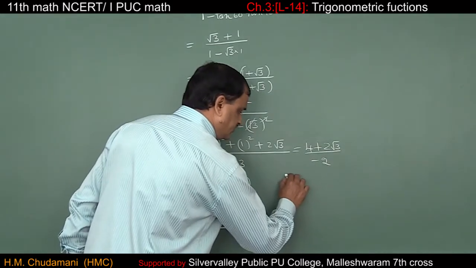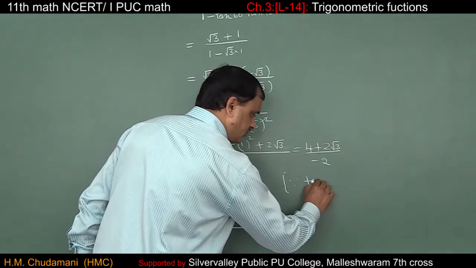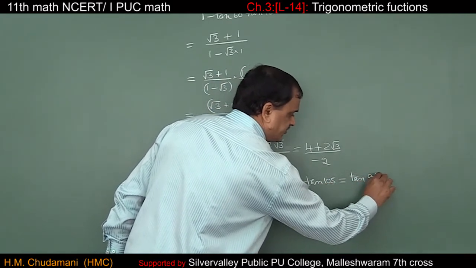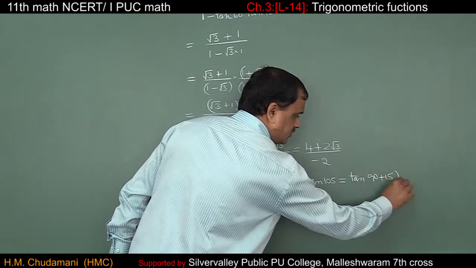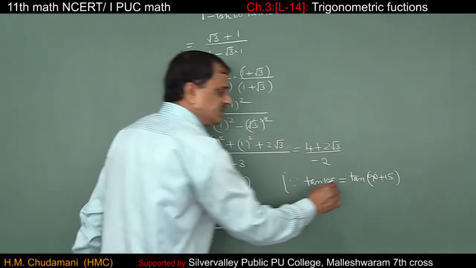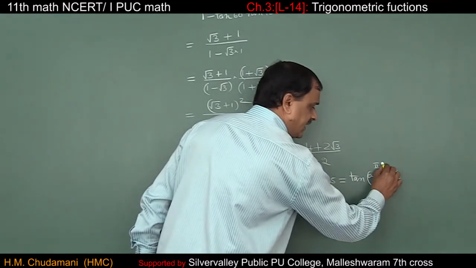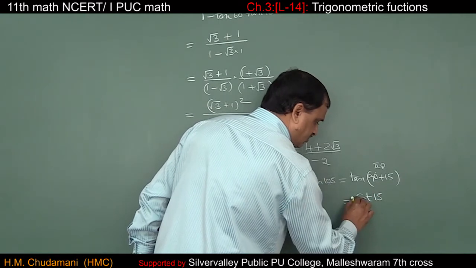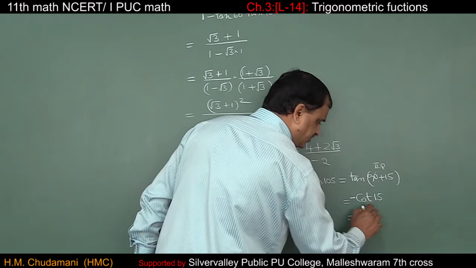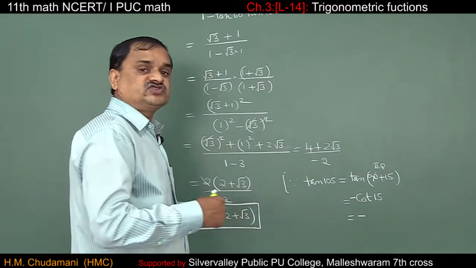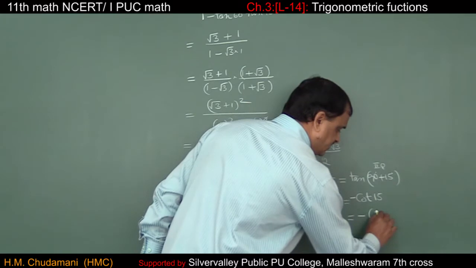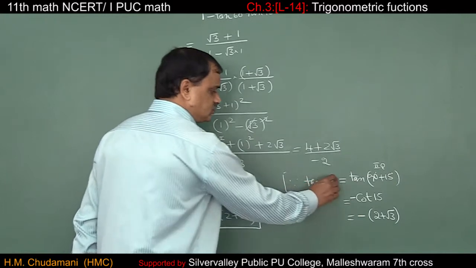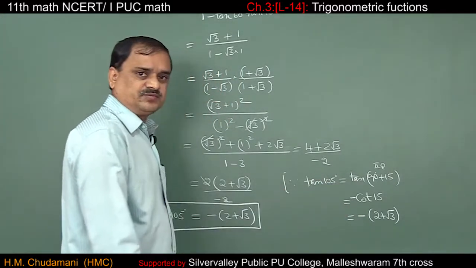See, you can follow this also in simple. So 105 can be written as 90 plus 15. 90 degree means a trigonometric function changes. By using allied angle concept, tan changes to cot. So minus cot theta. Tan 15 degree is equal to cot 75 degree. Cot 75 degree is what? 2 plus root 3. So minus of 2 plus root 3. So tan 105 degree is minus of 2 plus root 3.